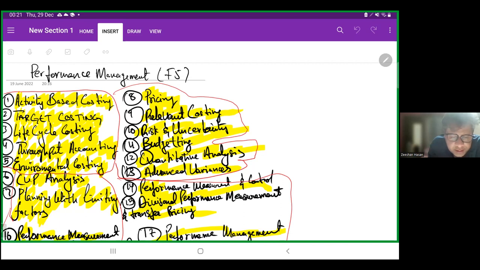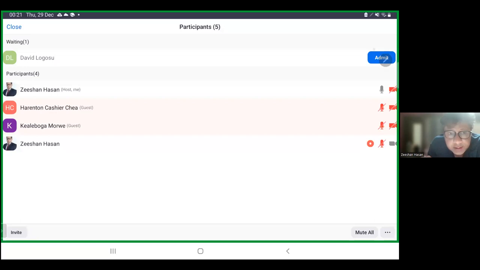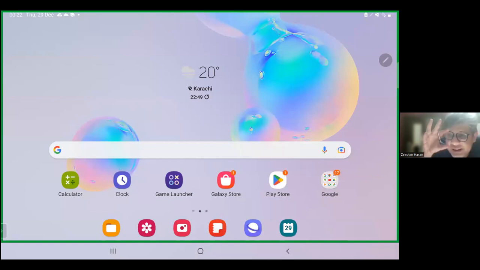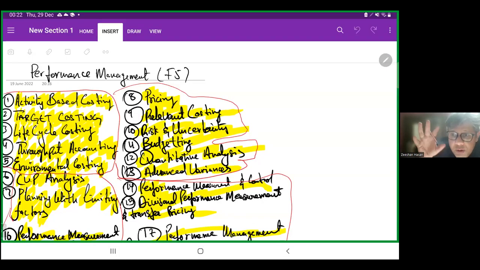Then we have target costing. Previously in our studies we learned about cost plus pricing. Here, target costing is the advanced technique of that. Then we have the next topic, life cycle costing. Life cycle costing will consider the costing of the whole product.